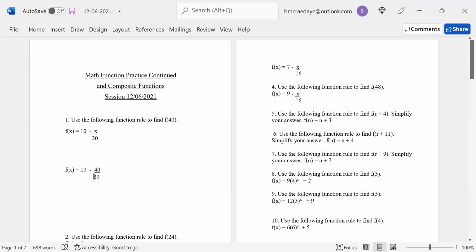What's 40 divided by 20, Chastity? 4? No. 40 divided by 20? 2. And then what's 10 minus 2? 10 minus 2 is 8. That's your answer. So that would be 10 minus 2 equals 8. That's your answer.